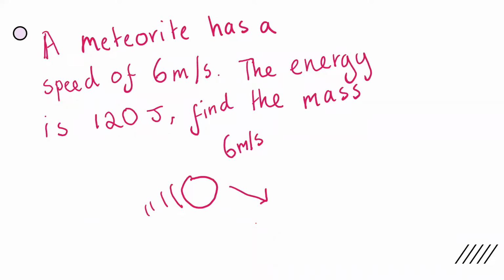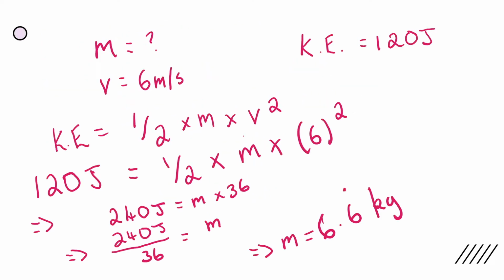To get a little bit harder, a meteorite has a speed of 6 meters per second. The energy is 120 joules. Find the mass. The diagram shows it's moving, with an arrow at 6 meters per second. So we'll always write down what we know and don't know. Mass we don't know, I put a question mark, v is 6 meters per second, and KE is 120 joules. Again, in exams always write out the kinetic energy equation. You can get a mark just writing the correct equation out, and also people know what you're doing. So KE equals half times m times v squared.